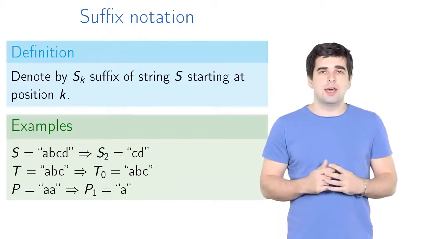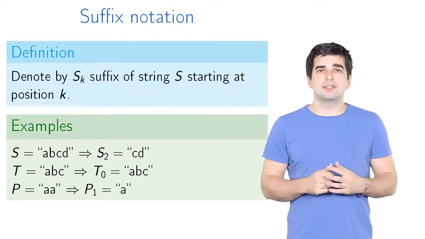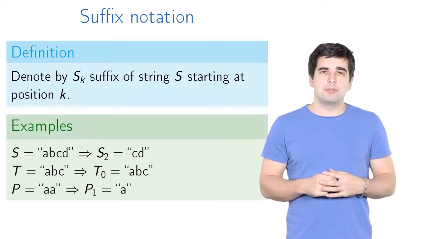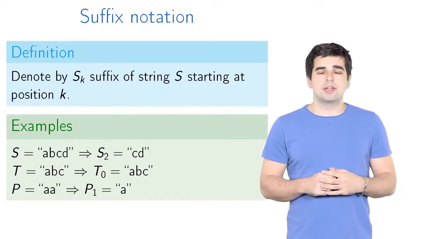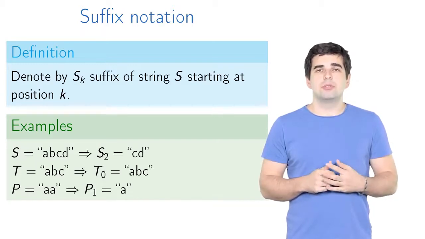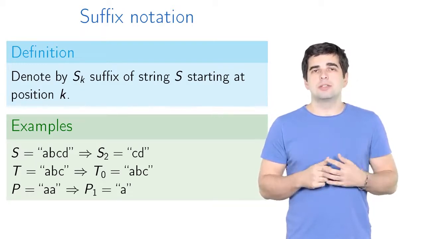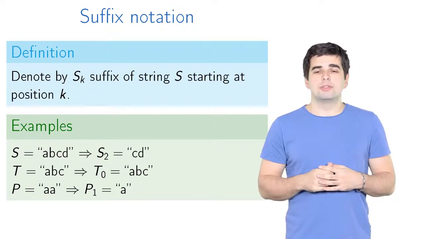We denote by s_k the suffix of string s which starts in position k. For example, for s equal to abcd, the suffix starting at position 2 is s_2 and it is cd. And for string t, which is equal to abc, the suffix starting in position 0 is t_0 and it is abc. Note that again we use indexes starting from 0 for all the strings.